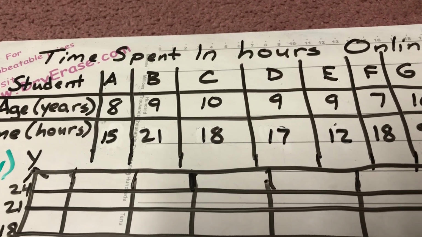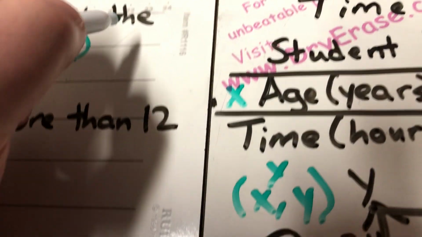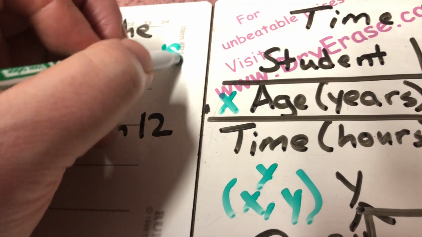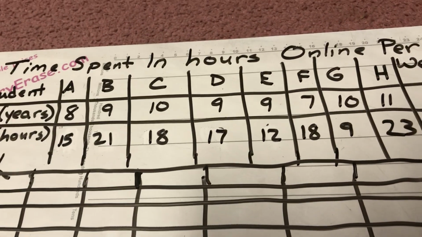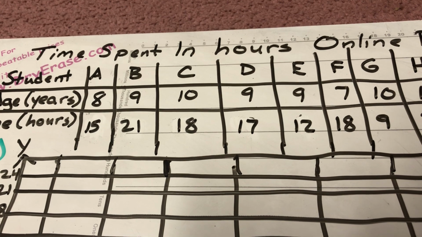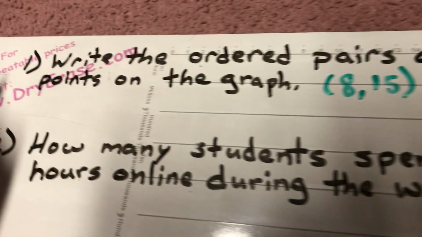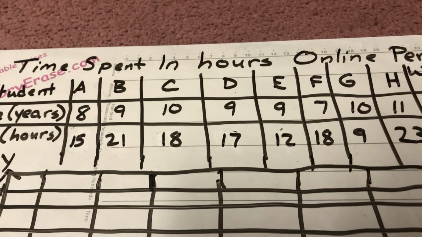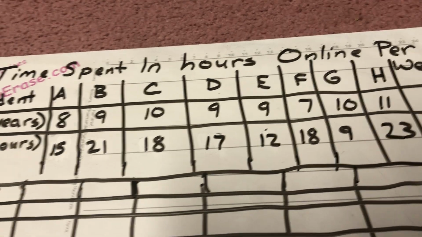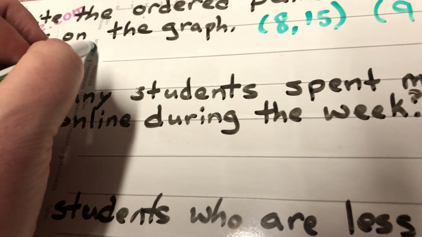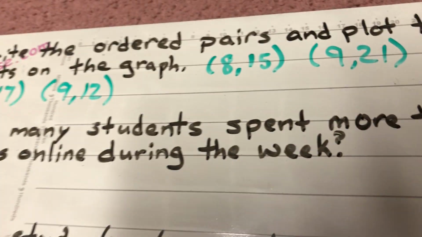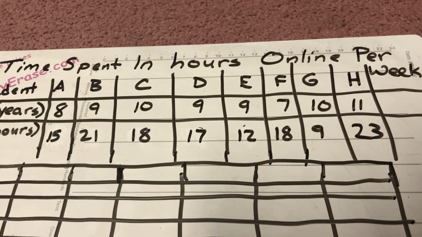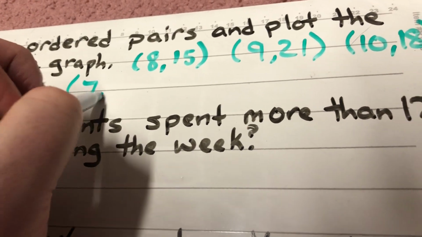Student C, 10 years old, 18 hours online. So 10 and 18. Student D, 9 years old, 17 hours. So we're going to come over here, 9, 17. Student E, 9 years old, 12 hours. So we're going to have 9, 12. Student F, 7 years old, 18 hours. So we're going to have 7 years old, 18 hours.